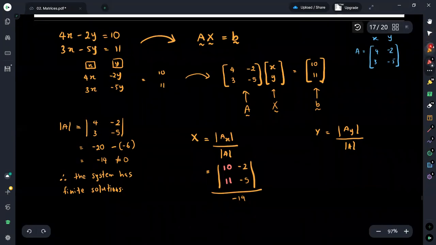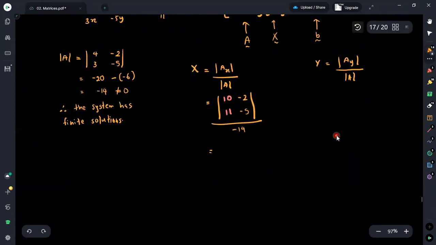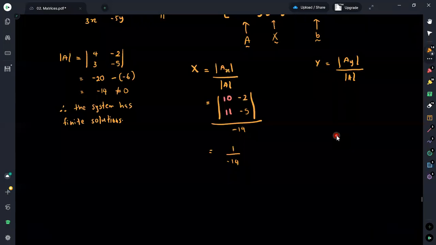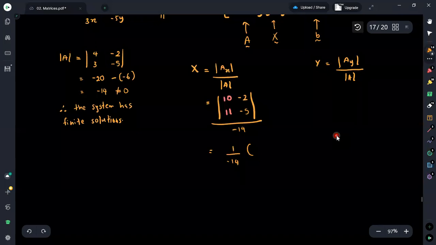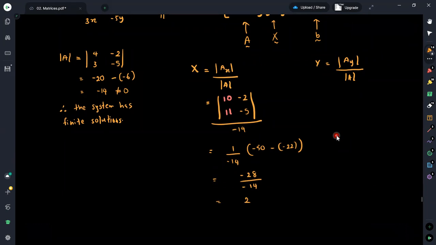Therefore, once you perform the calculation, we'll get it as, I'm taking this denominator this way. It is 1 over -14. Then I will get this value as 10 times -5, it is -50 minus -22. Therefore, once I perform the calculation, I will get -28 divided by -14, which equals +2. Therefore, the value of x will be equal to +2.